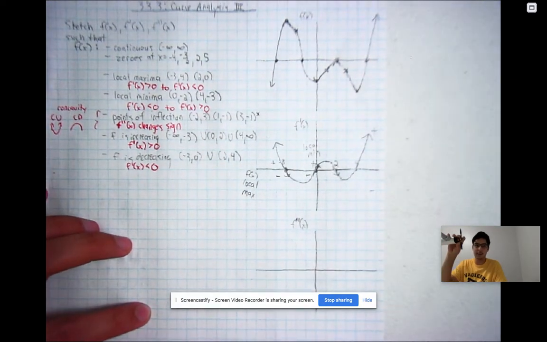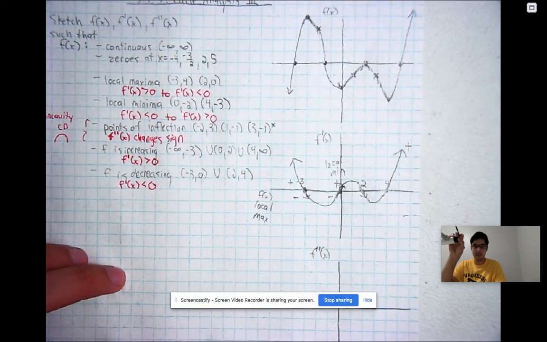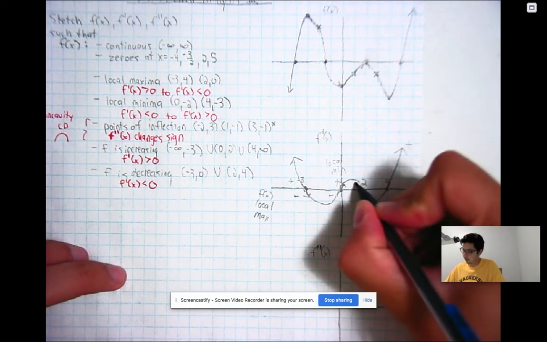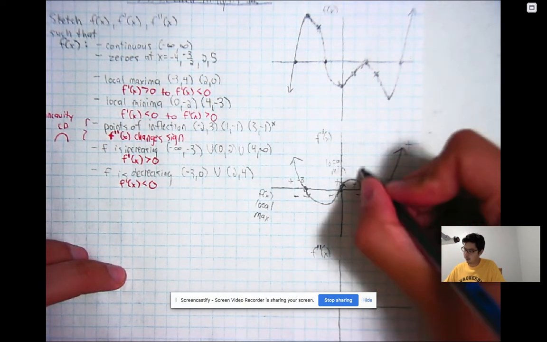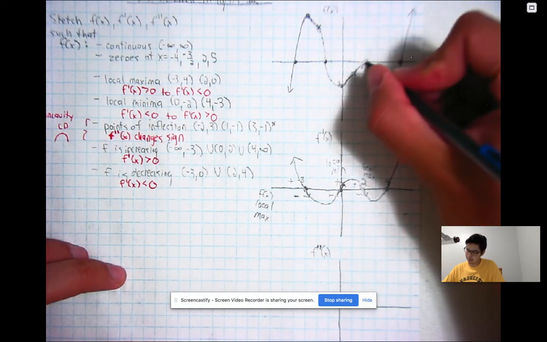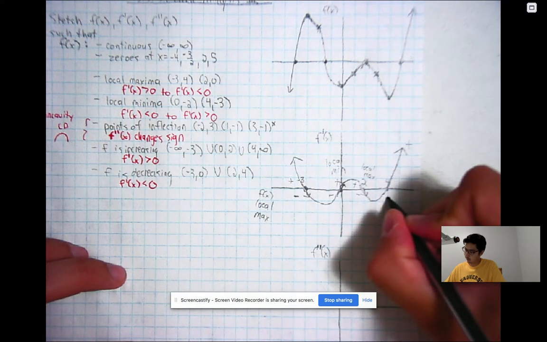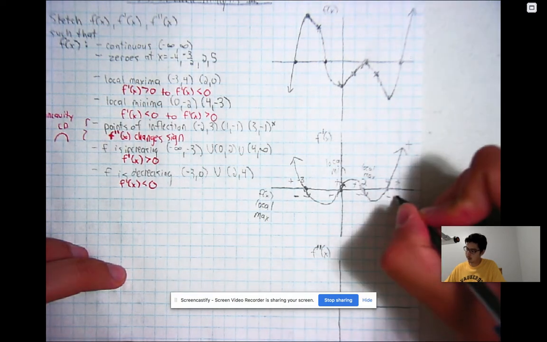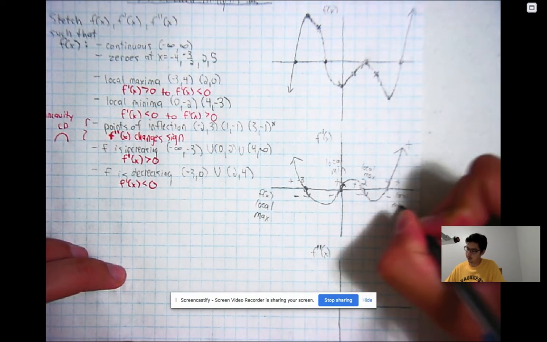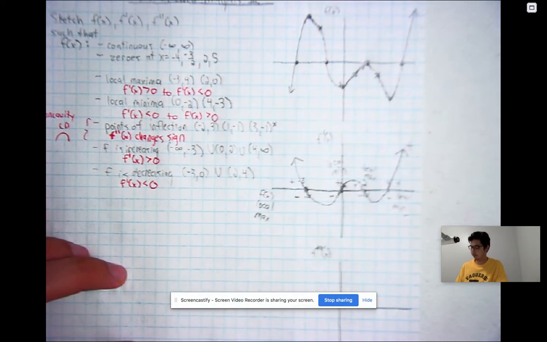above it. If I can zoom in as much as I can to help you see what I'm writing. At 2, it's going from positive to negative, so that would be a local maximum, which we could see on the graph there, that there's a maximum right there, local. And at 4, it's going from negative to positive, which would be a local minimum, which we can see on the graph. At 4, it's a local minimum, and that's great.